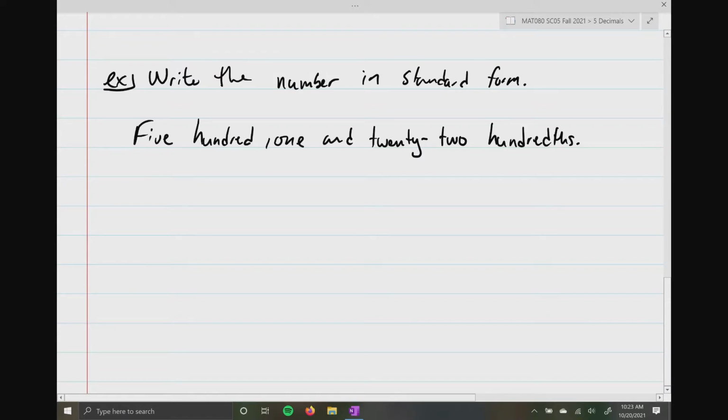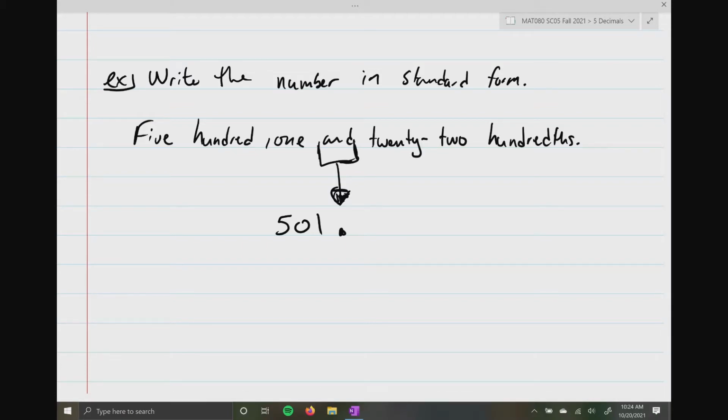So we're going to write this number in standard form. And once again, this is just a matter of finding keywords. Like right here, the word and. We know the word and now means decimal point. So anything to the left is going to be the whole number. Anything to the right is going to be the decimal. So 501, that's easy. Then we have the word and. Now, this is the hard part.